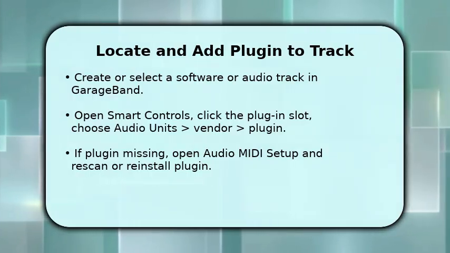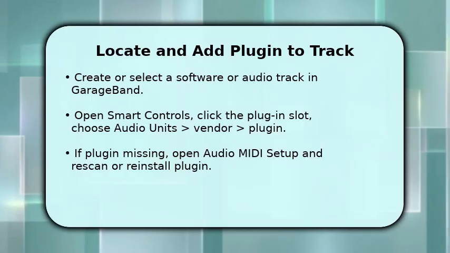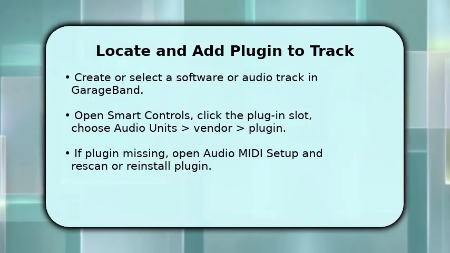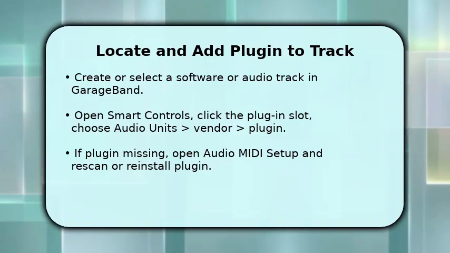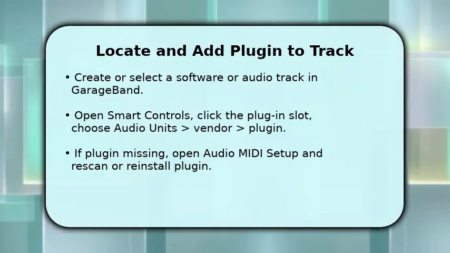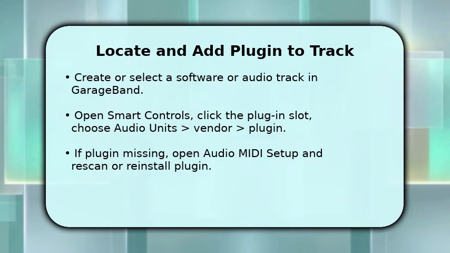If you don't see it, quit GarageBand and rescan Audio Units in the validation dialog, or reinstall the plugin. Make sure plugin bit depth and sample rate match your project to avoid silence or errors.